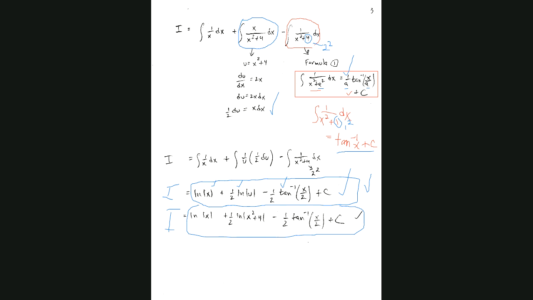Now, do we need the absolute value around x squared plus 4, or can we drop the absolute value? Why can we drop those absolute values? You're right. WebAssign would accept that answer. Tina and Rodrigo and Cologne were right. X squared plus 4 is always positive. And so, this is your final answer. Okay, give you a moment to copy it down.